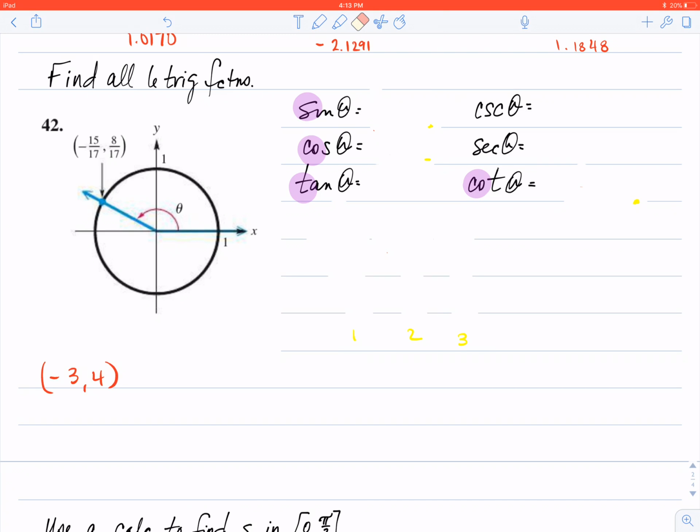So here, going back to number 42 then, my sine value is my y value divided by 1, so that's going to be 8 over 17. Cosine is my x value divided by 1, so it's going to be negative 15 over 17. Tangent is y value over x value, so 8/17 over negative 15/17. Invert and multiply, cancel your 17s, and you have left a negative 8 over 15. Cotangent, flip it over, and you're good.